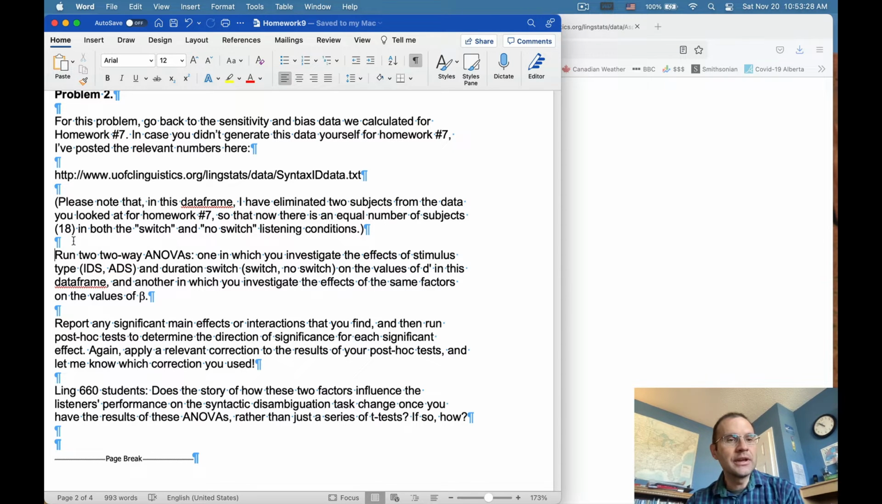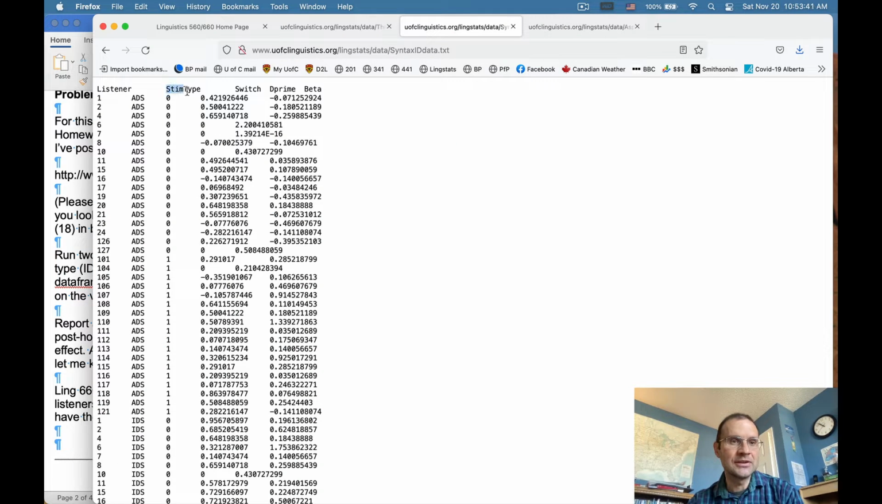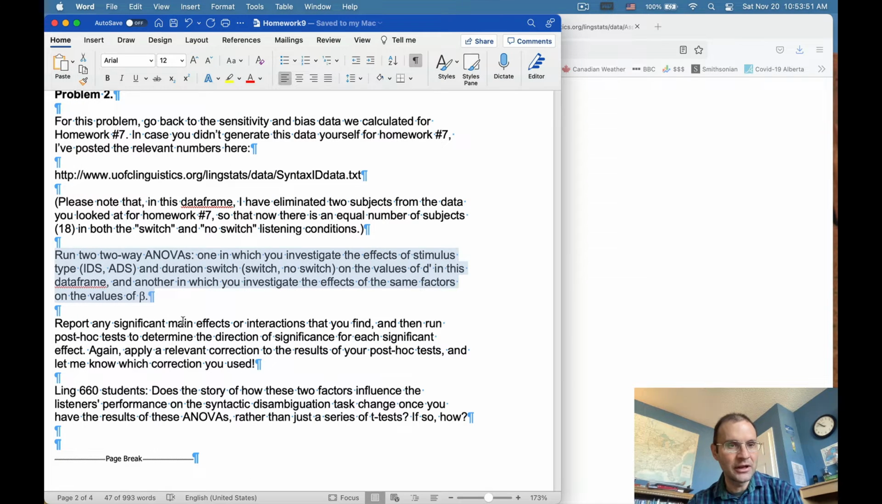So what I want you to do is to run 2 two-way ANOVAs, one in which you investigate the effects of stimulus type, IDS or ADS, and duration switch, switch and no switch, on the values of d prime in this data frame. So stimulus type is the column here, ADS or IDS, and then switch is either no switch, which is 0, or switch, which is 1, right? So hopefully this stuff should sound pretty familiar.